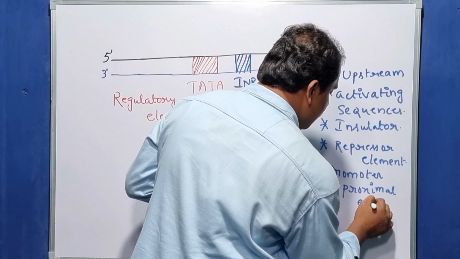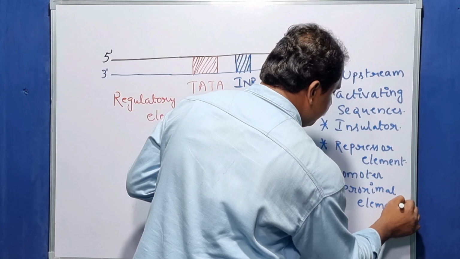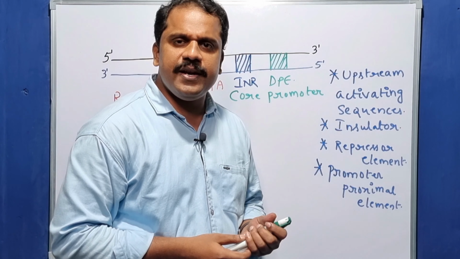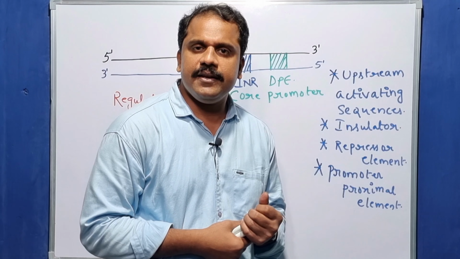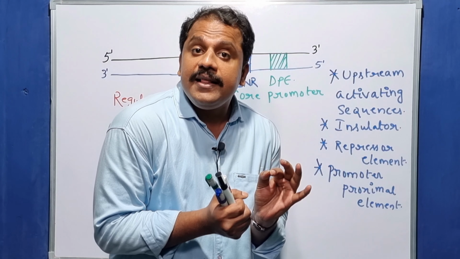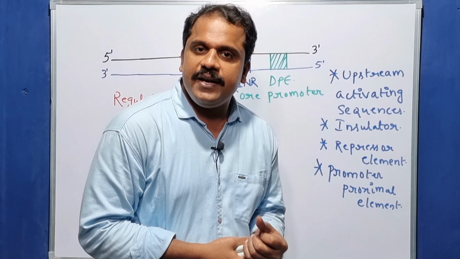Promoter proximal element. Is it clear? So all these are the various components of the regulatory element here. So here you may get a small clarification. What is the role of all these components which are a part of the regulatory element?